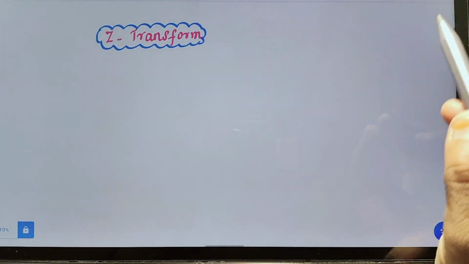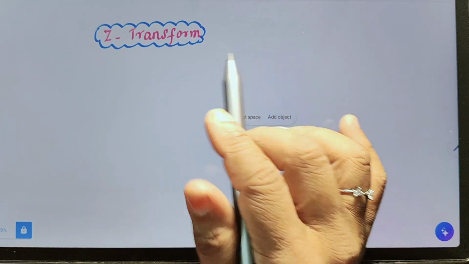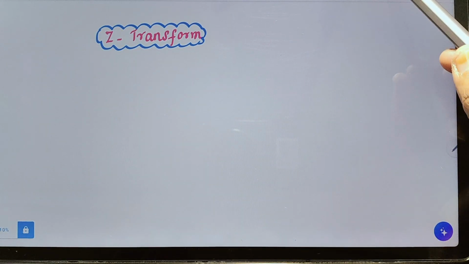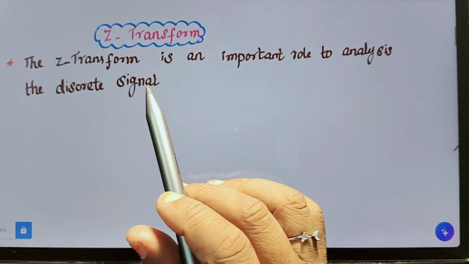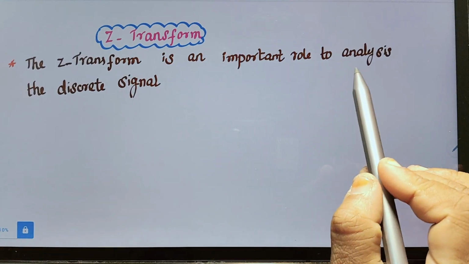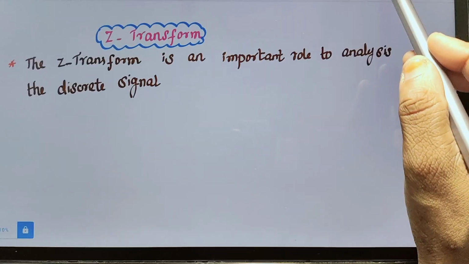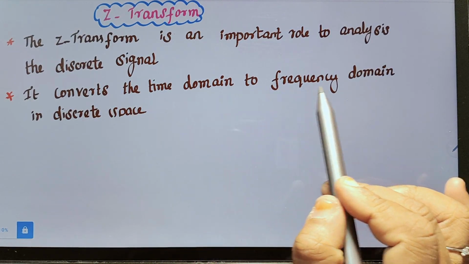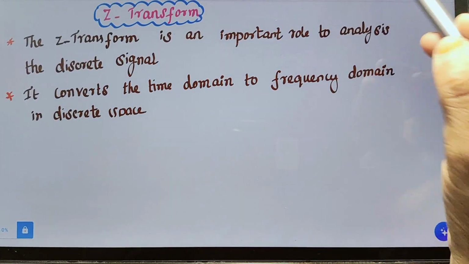Hello everyone. In this video, let me see about Z-transform concept and ROC introduction. Okay, let me see one by one. The Z-transform has an important role in analyzing discrete signals. It can be used to convert the time domain to the frequency domain in the discrete space.